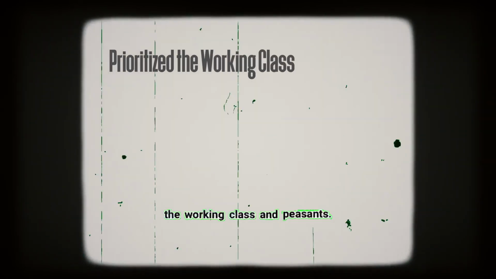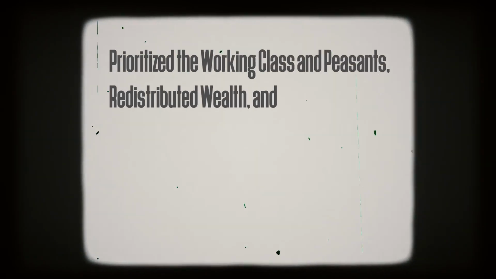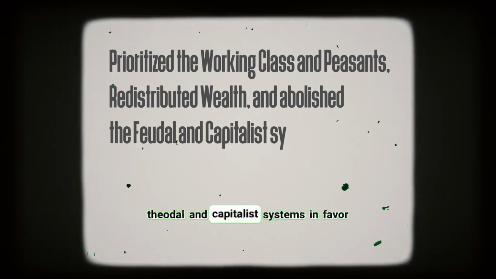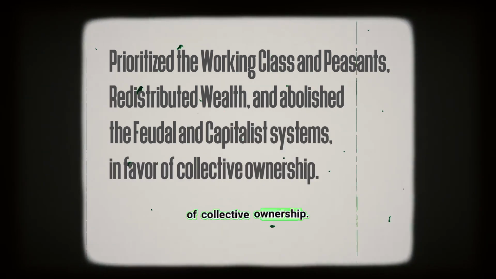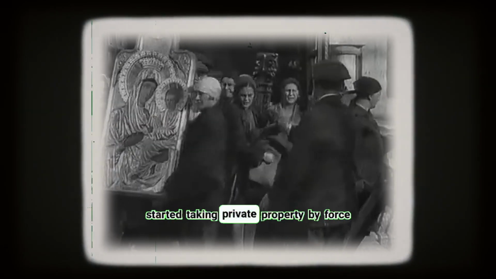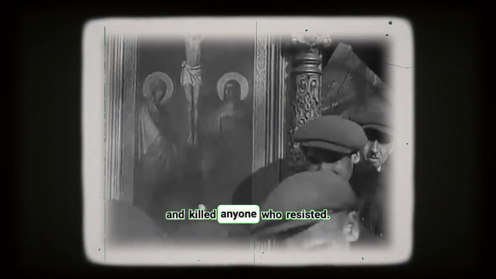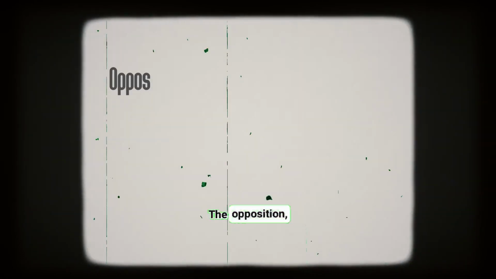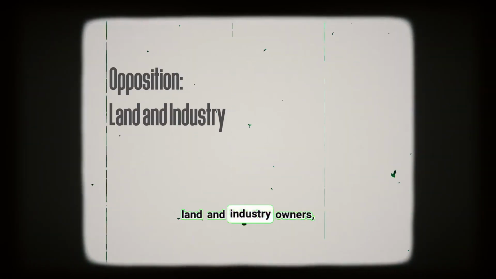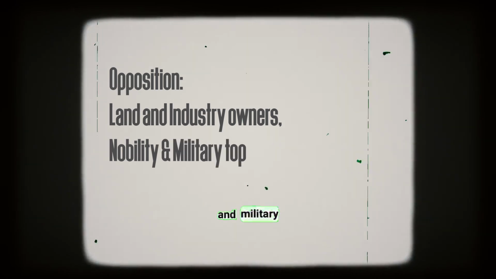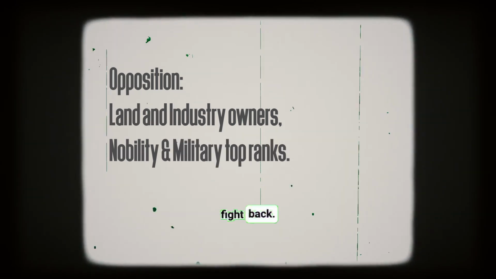Bolshevik ideology prioritized the working class and peasants. It redistributed wealth and abolished the feudal and capitalist systems in favor of collective ownership. So, the Bolsheviks started taking private property by force and killed anyone who resisted. Workers were capturing factories, peasants grasping land from their owners. The opposition, consisting of land and industry owners, nobility, and military top ranks, started to fight back.